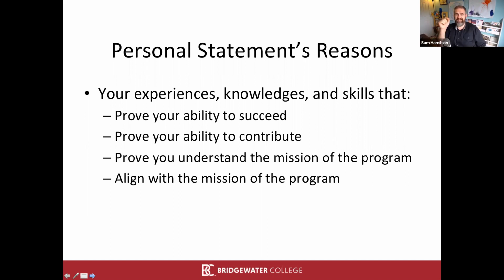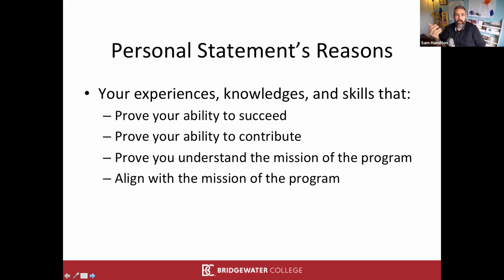But you need to select those experiences, those knowledges, those work experiences, research experiences, et cetera, that do the things that I just talked about. They prove your ability to succeed. They prove your ability to contribute. They prove that you understand the mission of the program. And not just that you understand the mission, but also that what you do already aligns with the mission of the program.